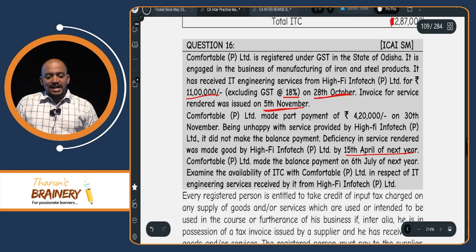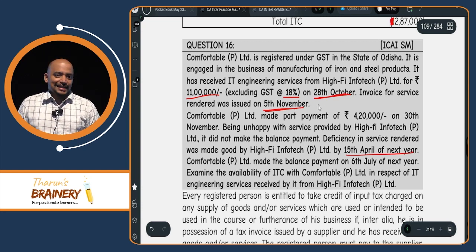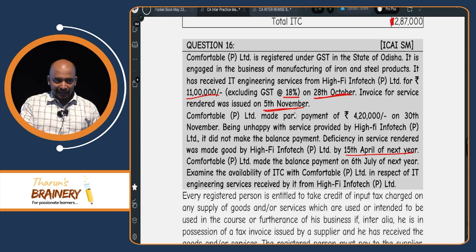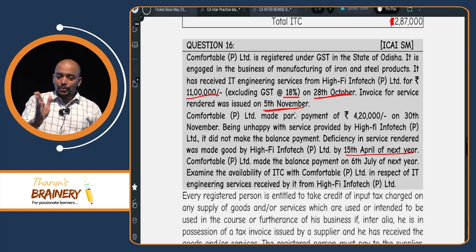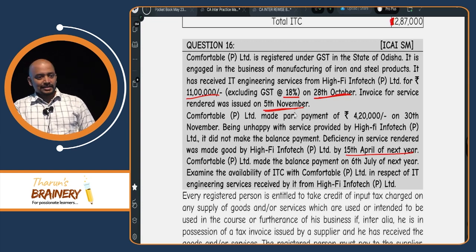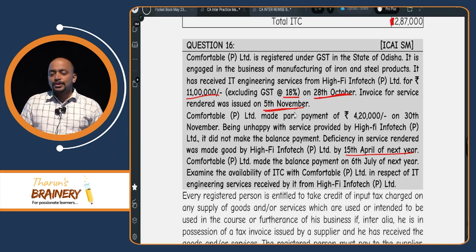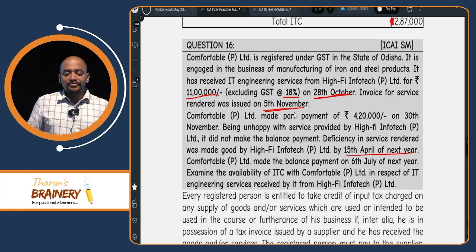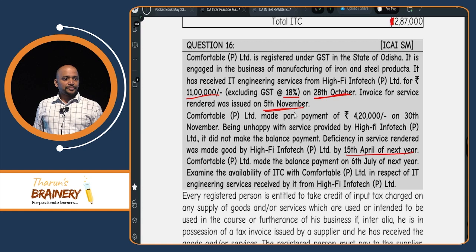First, when are they receiving the services? They received IT engineering services on 28th October. But the invoice is 5th November. So they can take ITC in November because the invoice should be there. They should have both, the invoice and the receipt of goods or services, whichever is later. So on 5th November they will take the ITC.